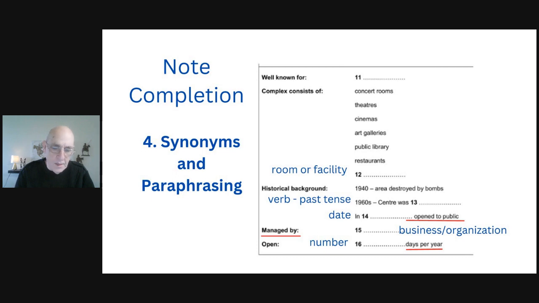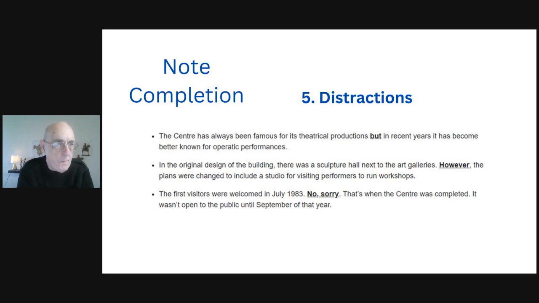The next thing I want to mention, and it's true of most questions in the listening section, is just to be aware of the kinds of distractions that you might hear in the recording. This is where they might say something, but then change it. So they'll say the center has always been famous for its theatrical productions. But, so now they're changing the answer that you're listening for, but in recent years it has become better known for operatic performances.